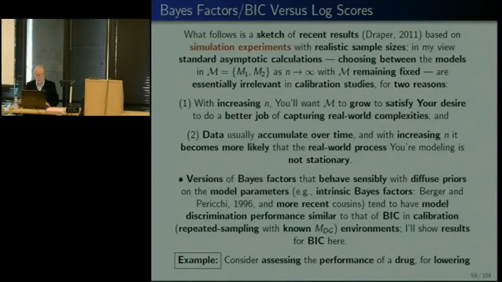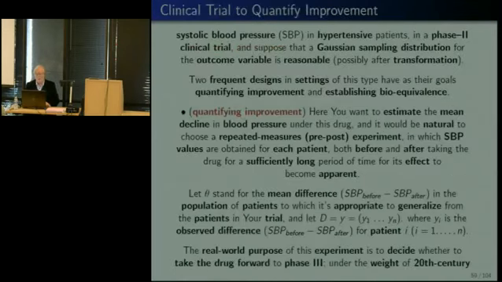So I'm going to show results for two approaches here, full sample log scores and BIC. And I'm going to do it in the context of 2 settings, both of them relevant to drug trials. So let's consider assessing the performance of a drug for lowering systolic blood pressure, SBP for short, in hypertensive patients in a phase 2 clinical trial. And suppose that possibly after some transformation, a Gaussian sampling distribution for the outcome variable is reasonable.